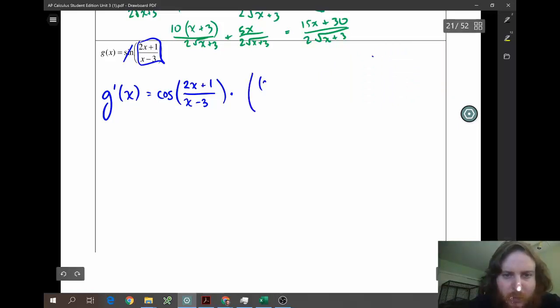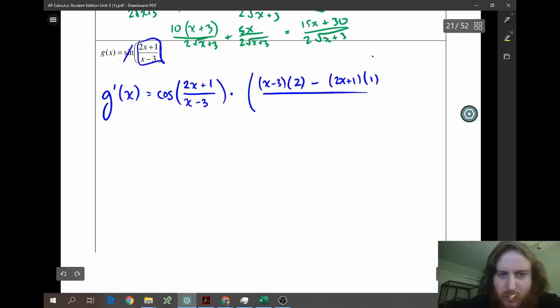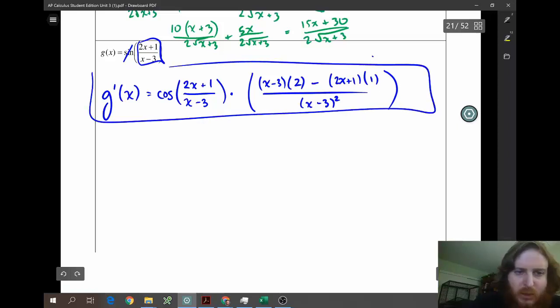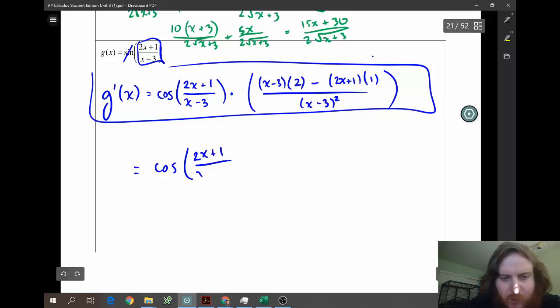So times low d high minus high d low all over low squared. And honestly, on free response, you can literally leave your answer like that. Now, if it was a multiple choice question, you're probably going to have to simplify a little bit more. But on free response, you don't have to really simplify at all, which is nice.